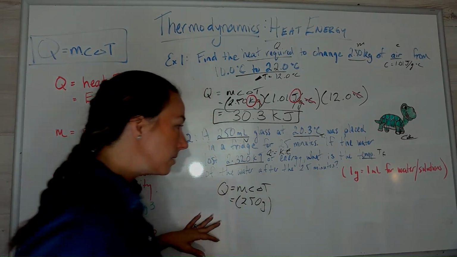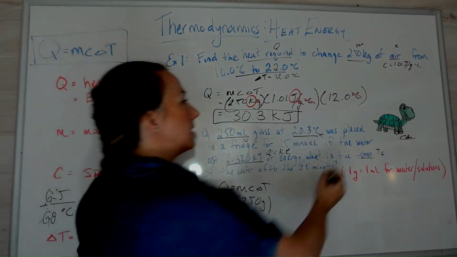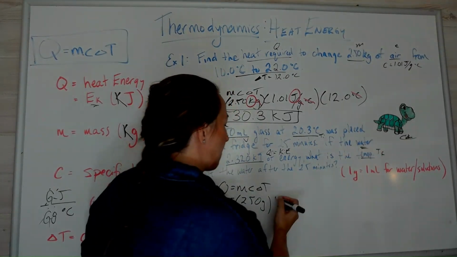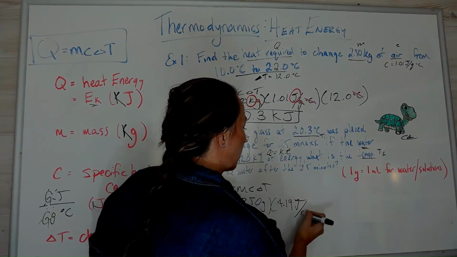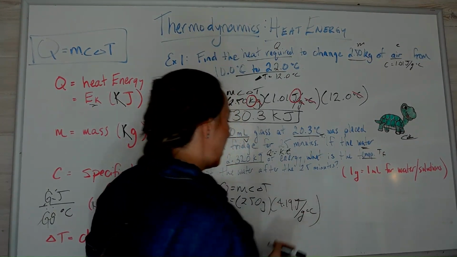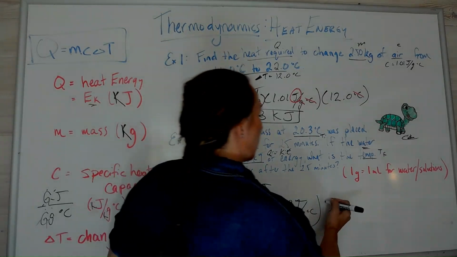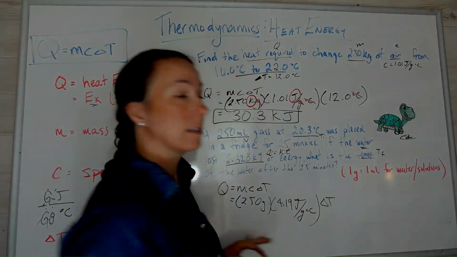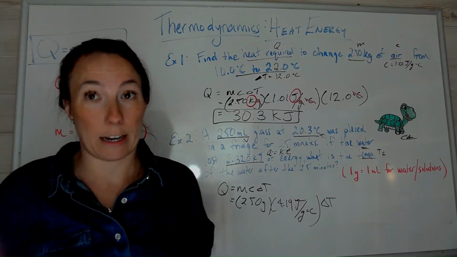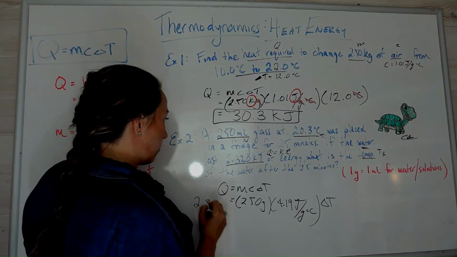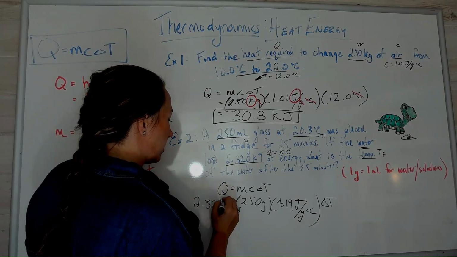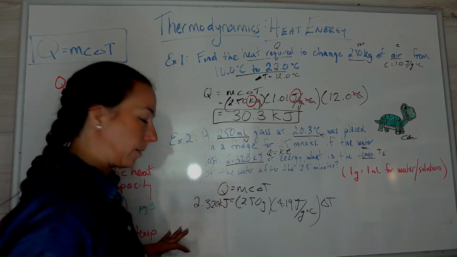250 grams. My specific heat capacity, this is of water, so I look that up in my data booklet, and it's 4.19 joules per gram degrees Celsius. And the temperature change is what I want to find out, because if I can find my temperature change, then I can find my final temperature. And that Q is 2.320 kilojoules, pardon me.